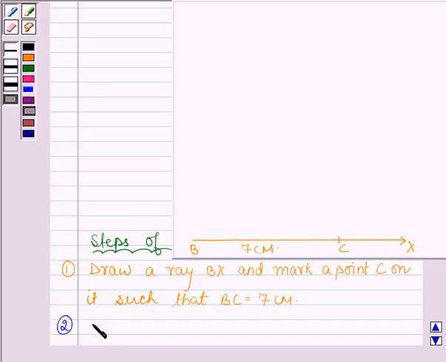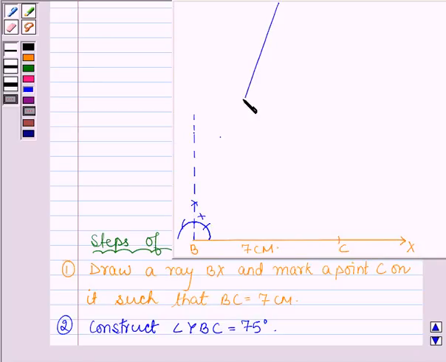Now the second step, we shall construct angle YBC equal to 75 degrees with the help of a compass. So first we will draw a 90 degrees angle, then we will bisect the 60 degree angle and the 90 degrees angle from the middle to get 75 degrees. That is, first we have drawn a 90 degrees angle and then we have bisected these two points to get 75 degrees angle. So this is angle YBC equal to 75 degrees.